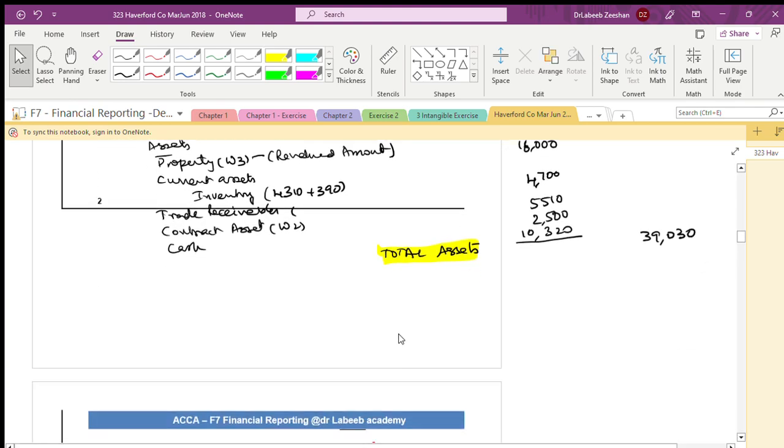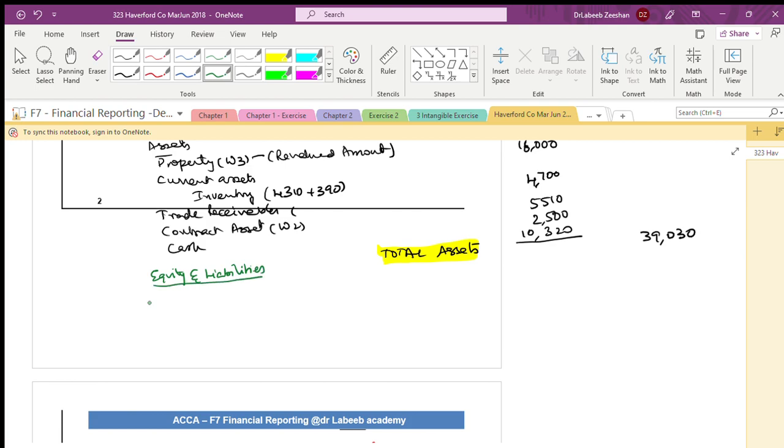Fine. Now, what are the total liabilities? What are the equity and liabilities? In the examination, you have to go very slowly and plan. The first 15 minutes of reading time is very important. Now, for equity and liabilities, you take equity share capital.